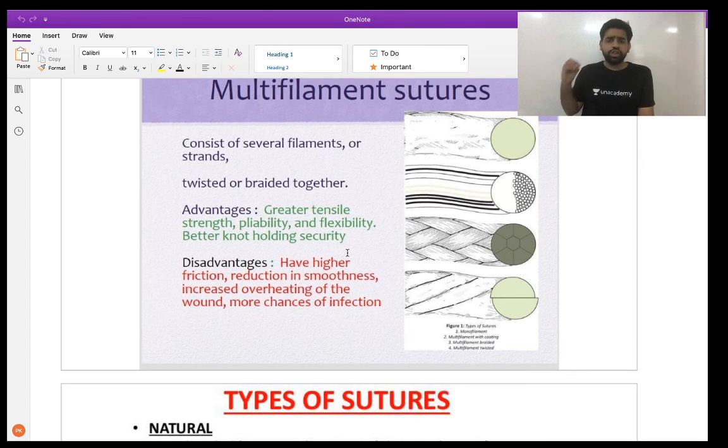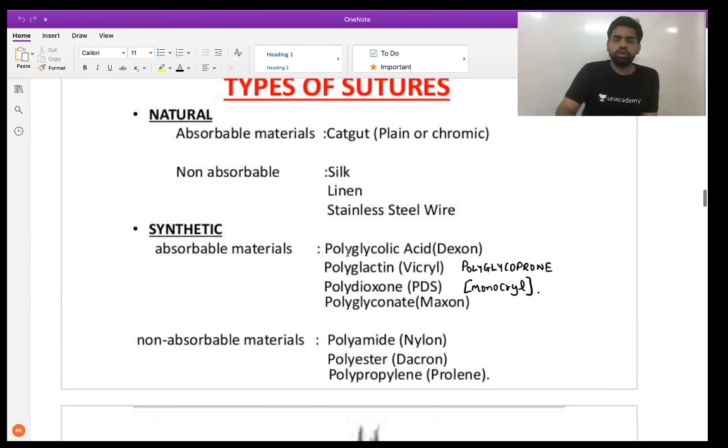Another important thing is the chances of infection. Please understand, because the capillary action is more with the multifilament suture, the chances of infection are much more with the multifilament suture. So this is again very, very important. You have to understand the basic advantages and disadvantages of monofilament and multifilament sutures. This is absolutely important. Now let us talk about the sutures proper.